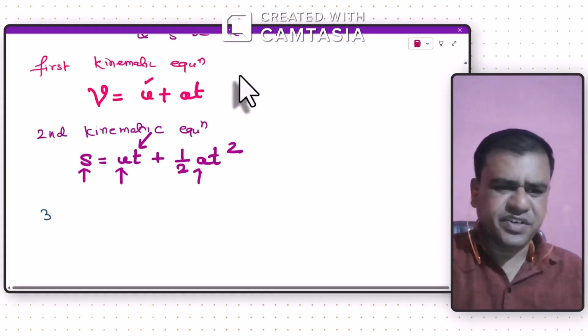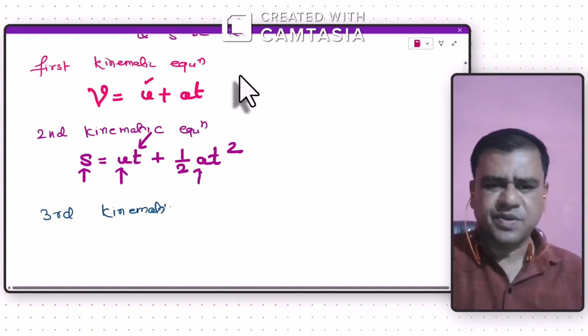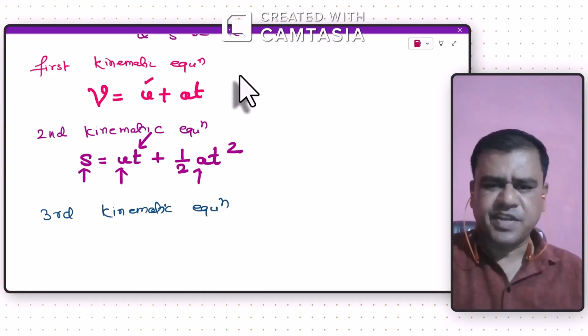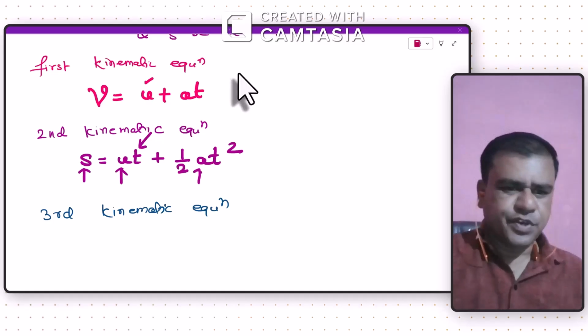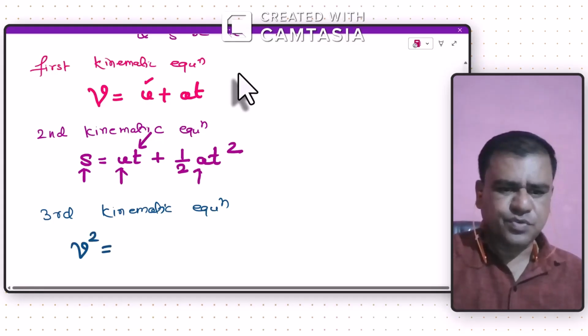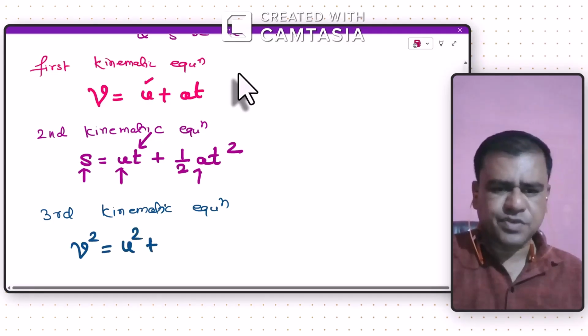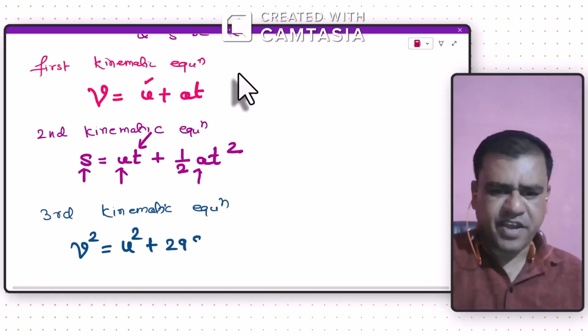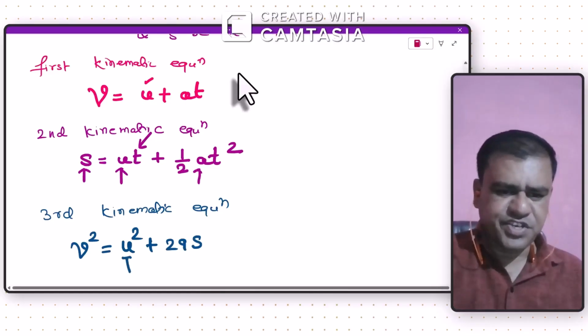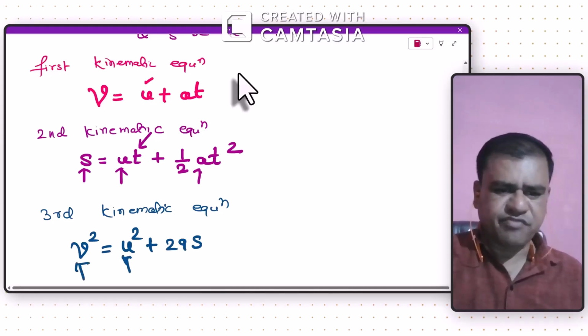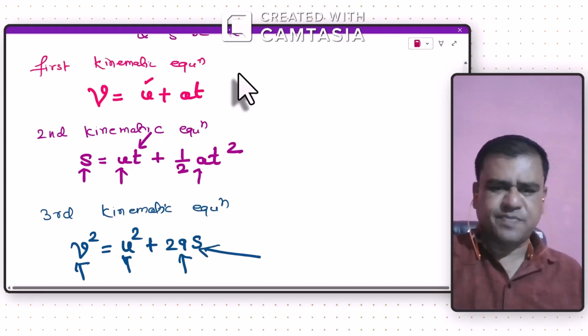And third kinematic equation can be derived as v square is equals to u square plus twice of as, where u is the initial velocity, v is the final velocity, a is the acceleration and s is the displacement.